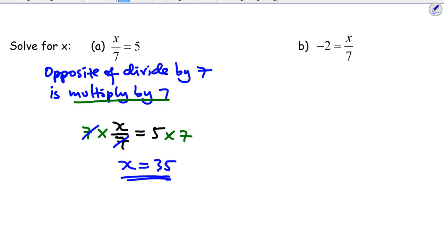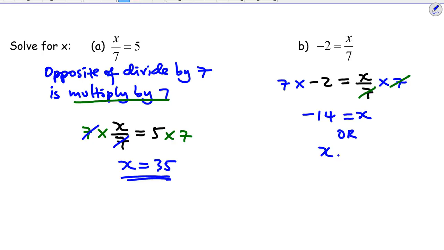So in this second question, I'll do the same thing, although in a shorter way. The opposite of dividing by 7 is multiplying by 7. So if I can just copy this question here, I'll multiply by 7 on both sides. These cancel, so I'll have negative 14 = x. You can write this as x = negative 14.